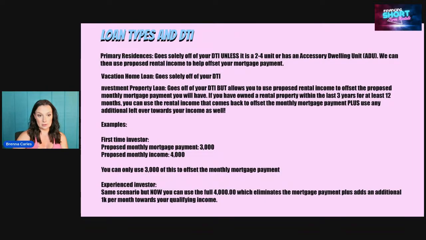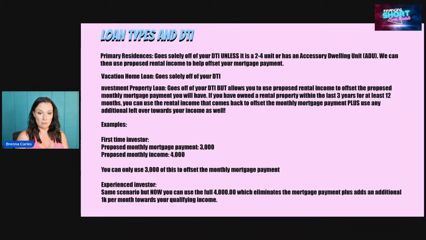If you've seen one of my latest reviews from my client, Pedro, his was a primary residence with an accessory dwelling unit, and we were able to use proposed rental income to help him with his debt to income ratio as well, qualify for that property. So a vacation home loan goes solely off of your debt to income ratio. No rental income can be used on a vacation home loan. You cannot do a 2 to 4 unit property on a vacation home loan.